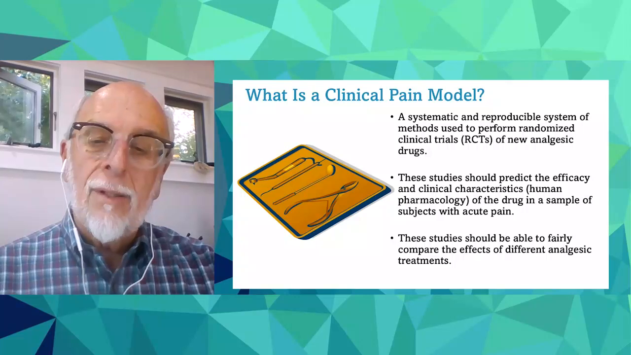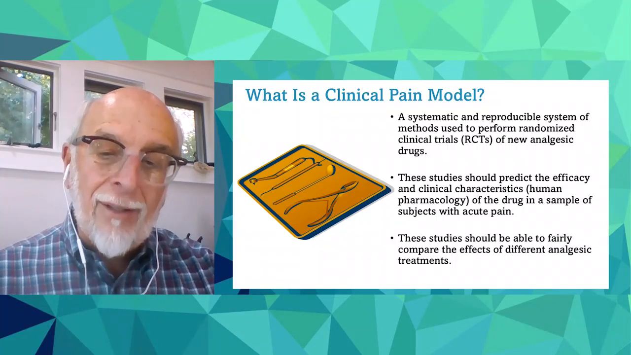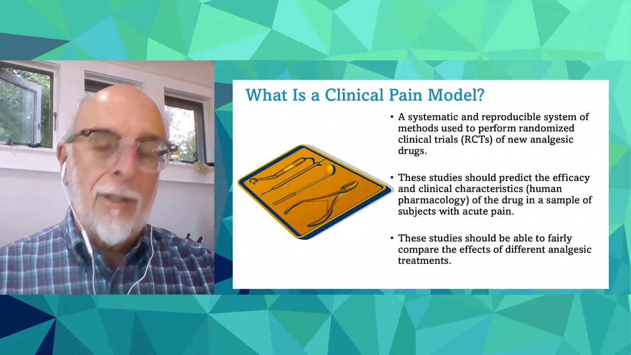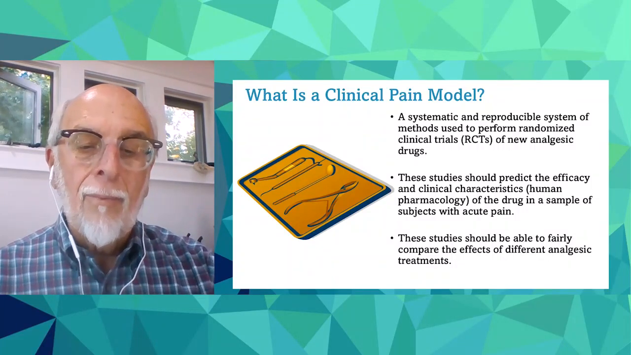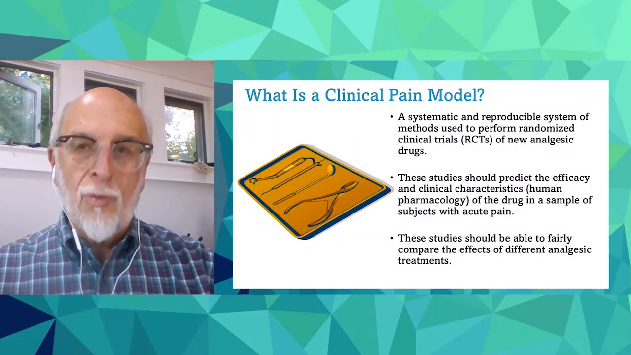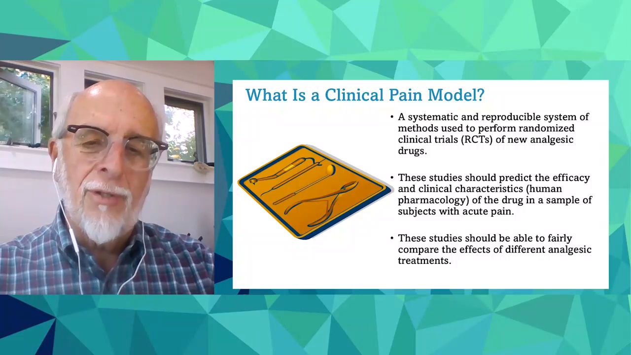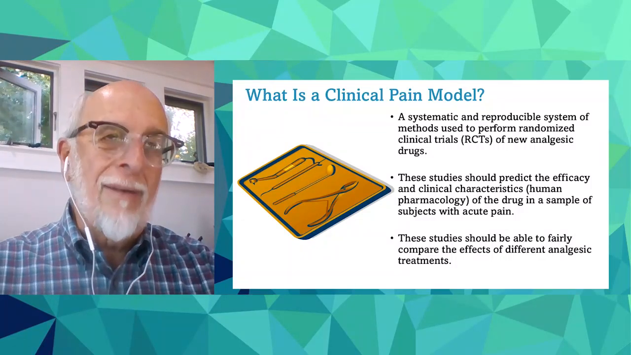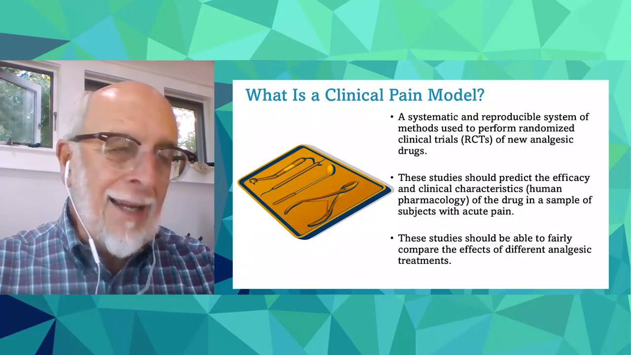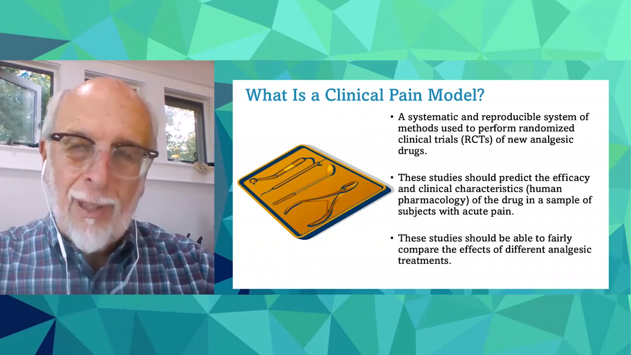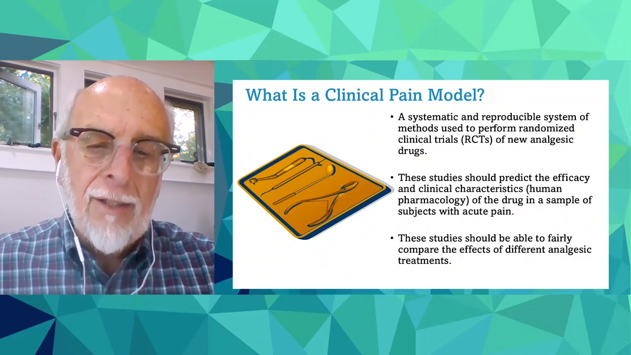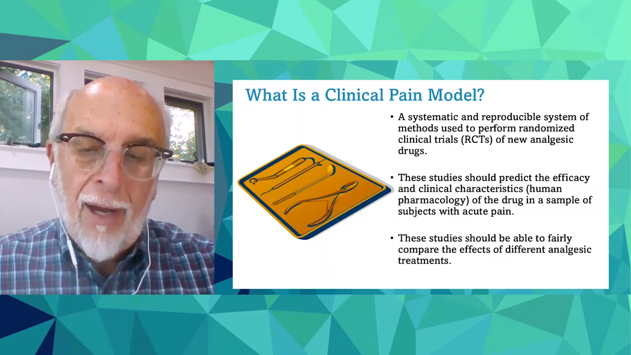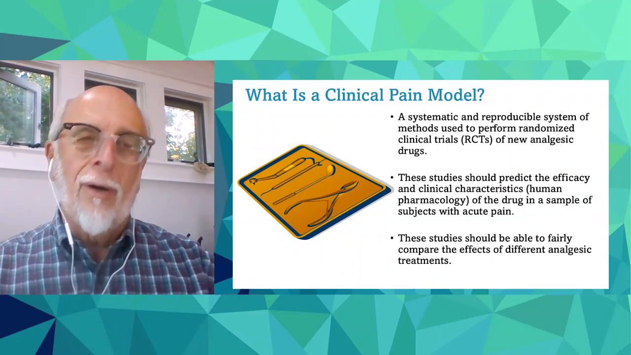Those studies should predict the effectiveness, the efficacy, and the clinical characteristics of that drug. In this smaller group, a couple of hundred patients, who are having acute pain, and in dental impaction surgery, it's after the local anesthesia wears off. Finally, these studies should be able to compare the effects of different analgesic drugs.